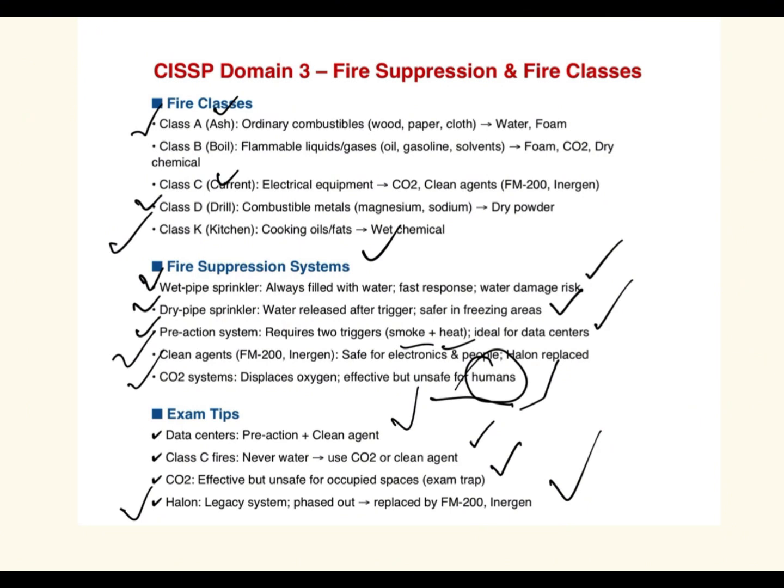So that is a quick discussion regarding this topic. I hope that helps you understand this topic. If you remember these mnemonics as well as the fire suppression systems, then if you see a question related to this topic, I think it would not be very difficult to attempt.